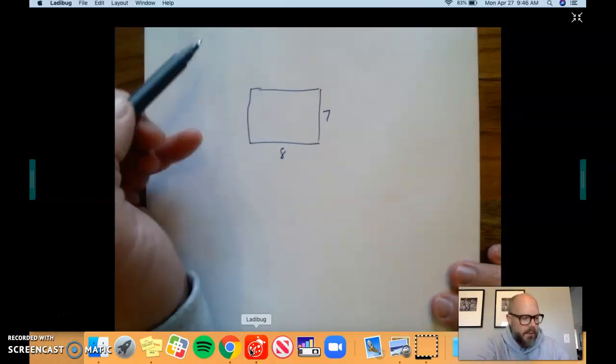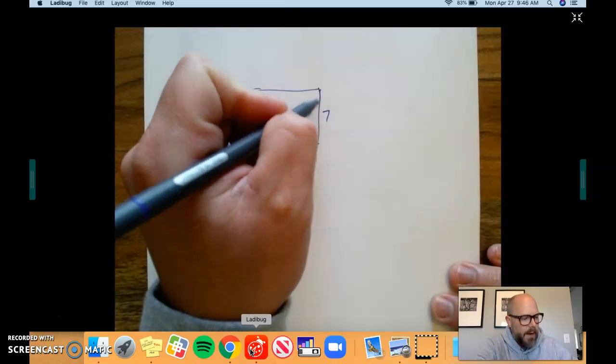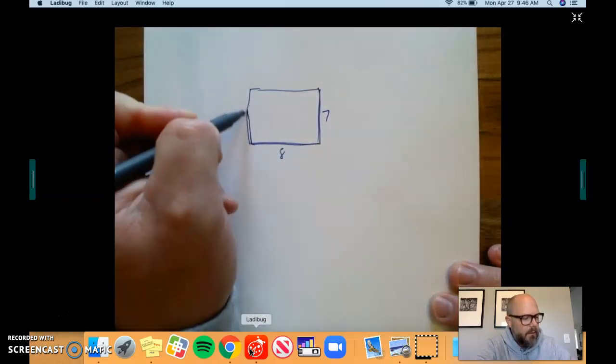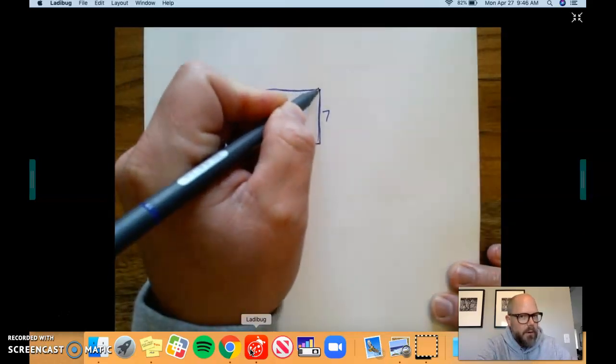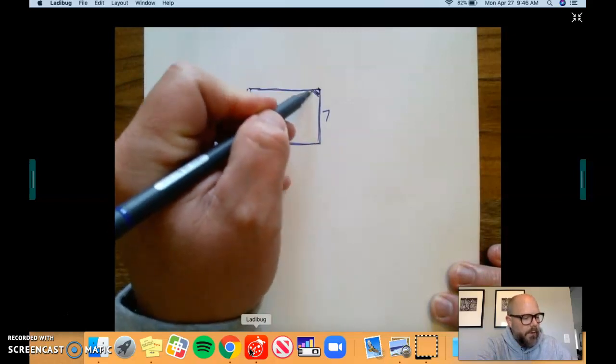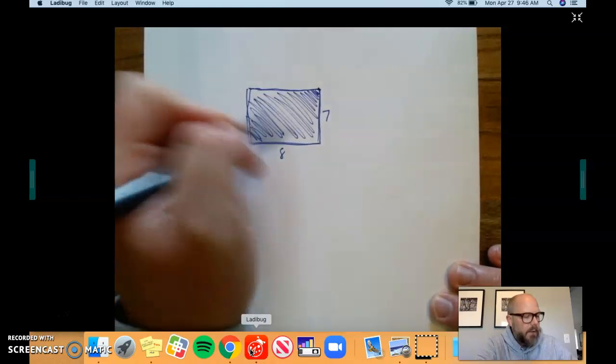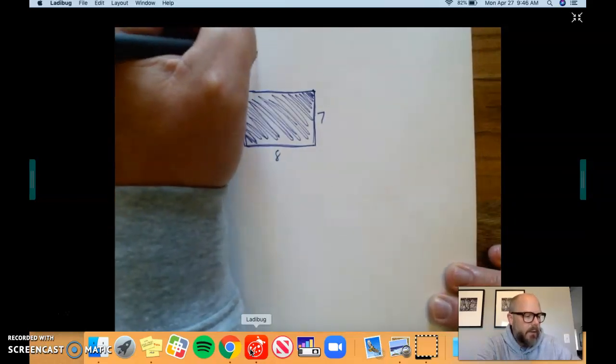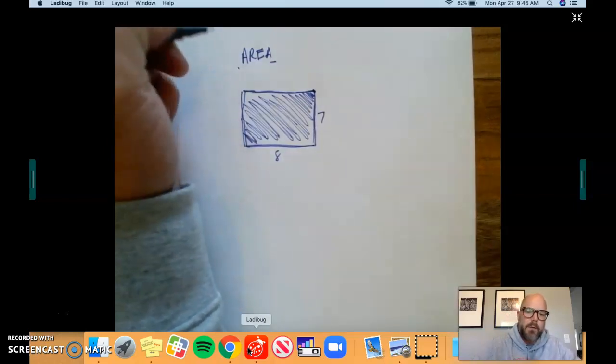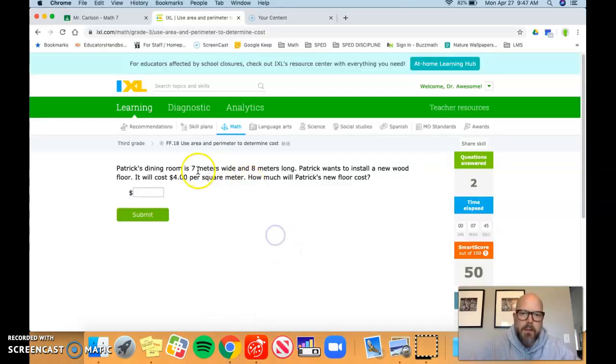So think about that for a second. Is the floor going to go around the outside of this shape? Or is he going to fill in this shape with the floor, right? So we're talking about area on this one again. And the other clue, probably the biggest clue, is that it says $4 per square meter. Remember that? When they talk about the unit of measurement being squared, that means it has to be area, okay?